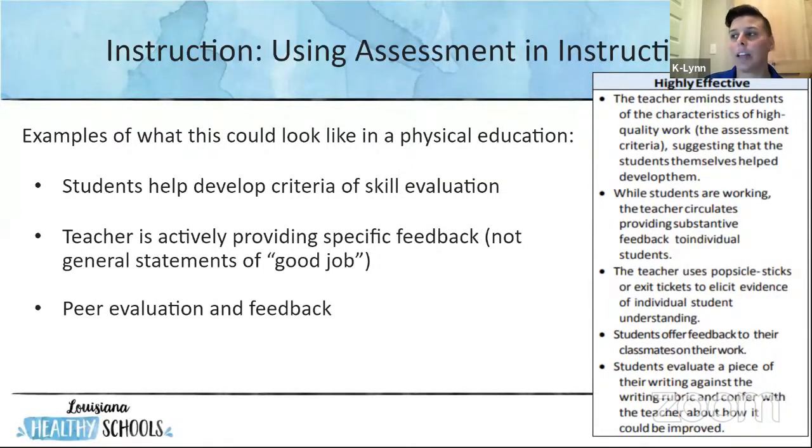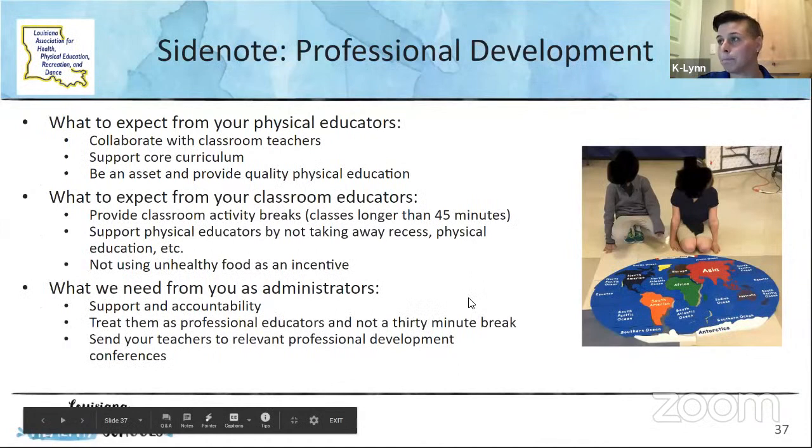Okay, teachers actively providing specific feedback. So this is really important that I teach my students. It's not just, hey, good job. Even if a kid's doing it right, you have to tell them what they're doing right, or they're not going to be able to repeat that skill. We always talk about the feedback sandwich. Carrie, I love the way that you're following through. Make sure you're stepping with that opposite foot, but I really like that effort. That's giving her specific critiques of what she can improve on. And then we've talked plenty about peer evaluation and feedback.